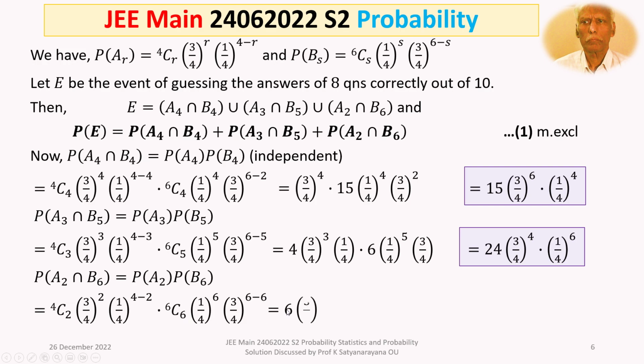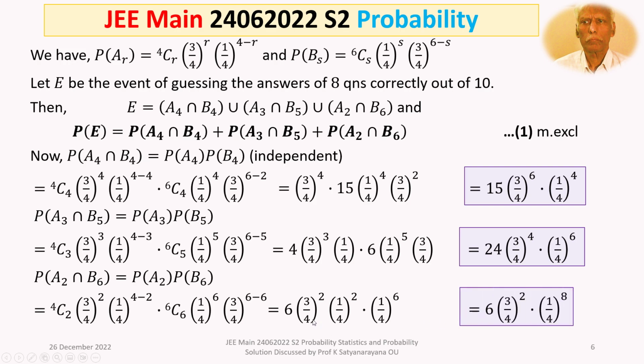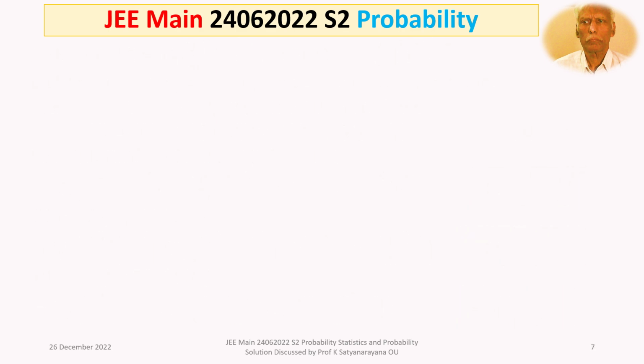So now simplify. 4C2 is 6 into (3/4) whole square into (1/4) square into 6C6 is 1, (1/4)^6. Multiplication. So you will get 6 into (3/4) whole square into (1/4) square into (1/4)^6, which is (1/4)^8. So these are the things. Now we add them up and equate it to that given thing, that is 27k by 4^10. So we continue in the next slide.